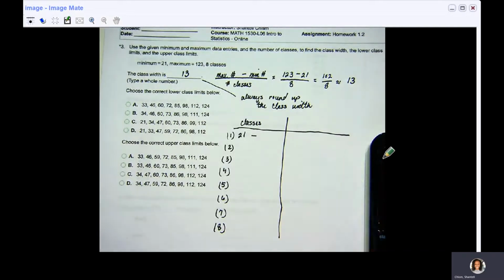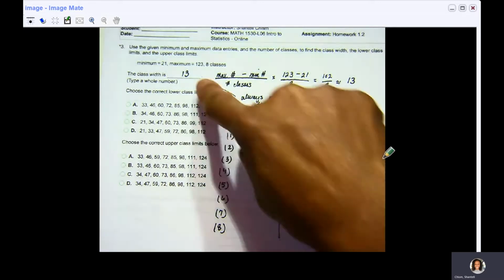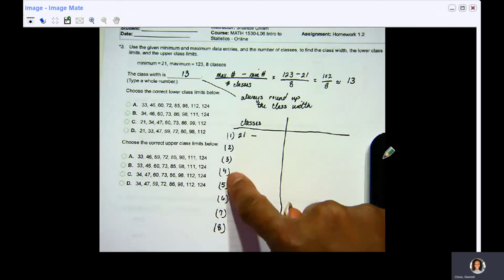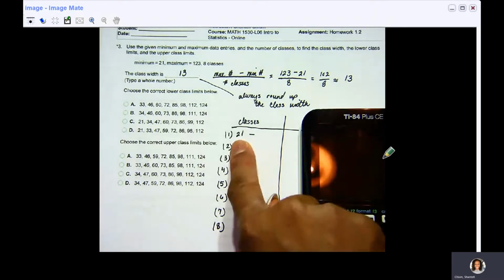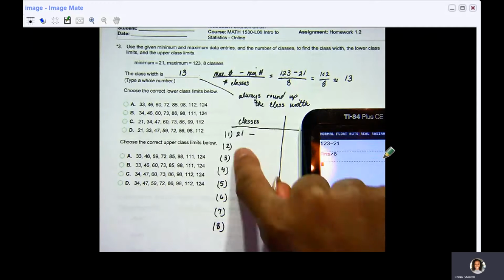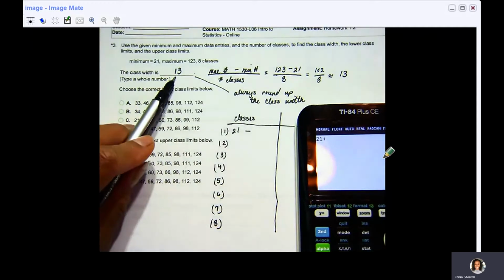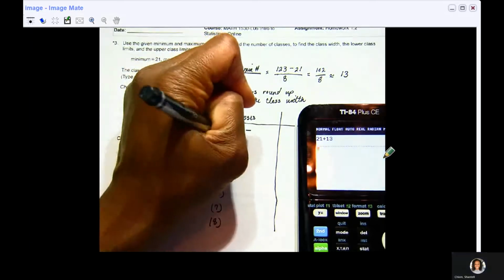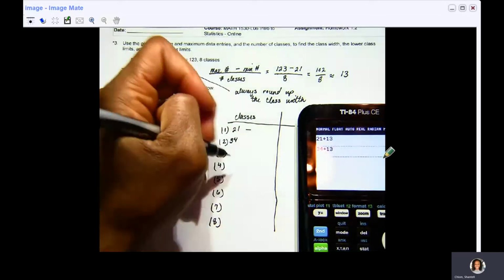All right, now let's say we want to get the remaining lower limits. So starting with that first lower limit, we will take that class width and we will add 13 repeatedly every time to get the next one and the next one. So for example, that first lower limit is 21. To get the next lower limit, I'm going to say 21 plus the class width. So 21 plus 13. That gives me 34. Then I say 34 plus 13. That gives me 47.